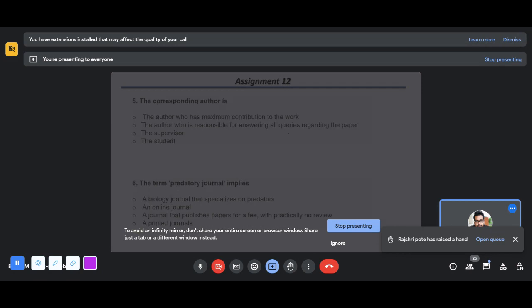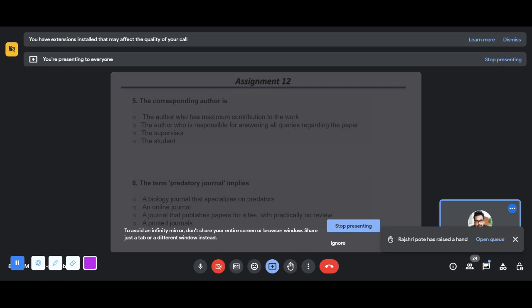Next: the corresponding author is not the author who has the maximum contribution; that is usually the first author. The corresponding author is the author who is responsible for answering all queries regarding the paper. For any kind of problem or any kind of query, the editor will always communicate with this corresponding author.